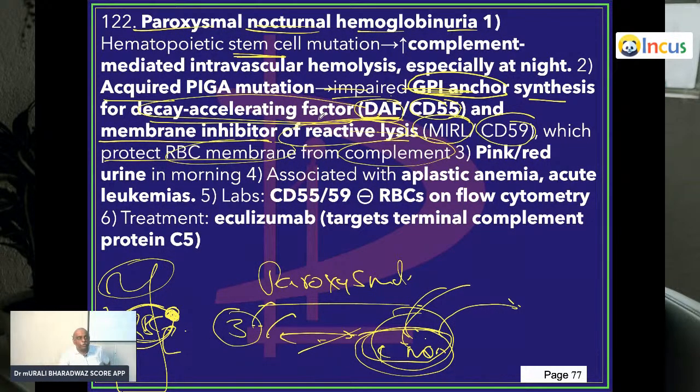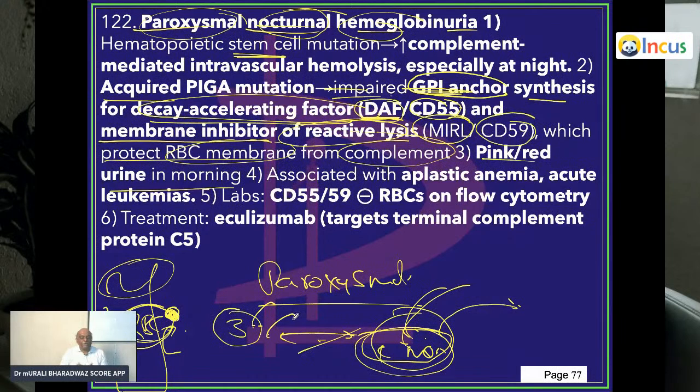Now how will be the urine? By the time when the person wakes up, it is red colored urine. By the time it is once more 8 o'clock, 9 o'clock, when his respiratory rate re-established, acidosis resolved, no more complement mediated lysis. That is paroxysmal nocturnal hemoglobinuria.